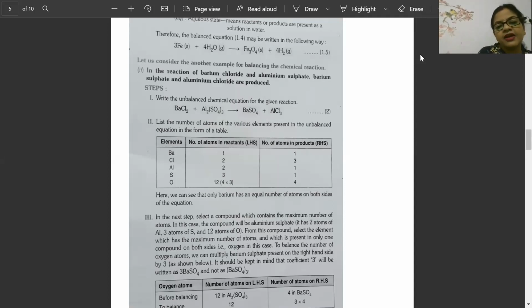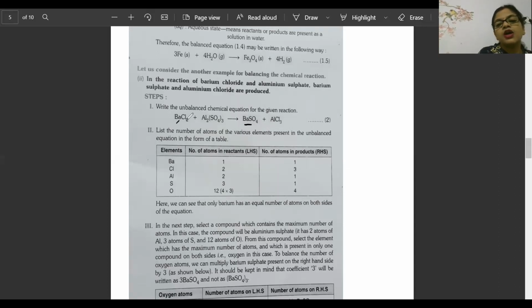You see here, barium is 1. Here also barium is 1. Chlorine is 2 here, and here chlorine is 3. So definitely chlorine needs balance. Okay. Next one, aluminium is 2 here. Aluminium is 1 there. So aluminium also needs balance.